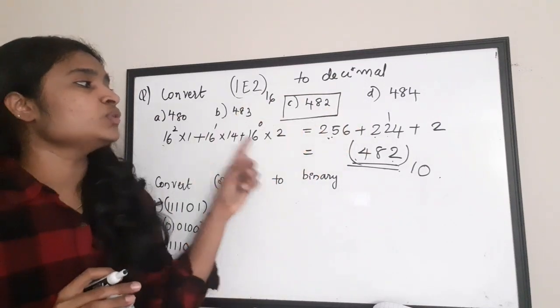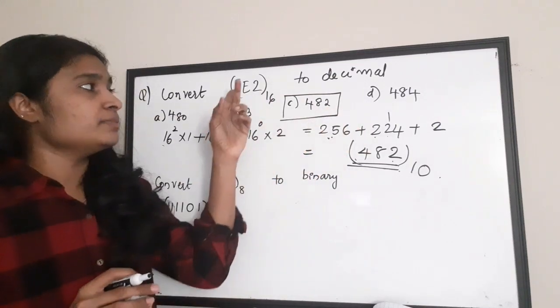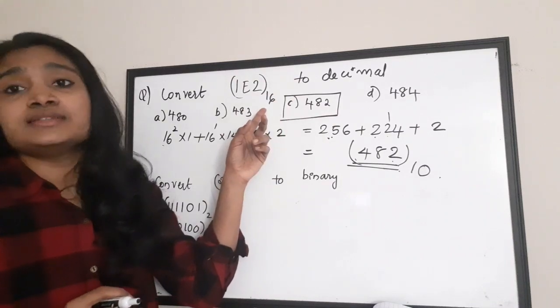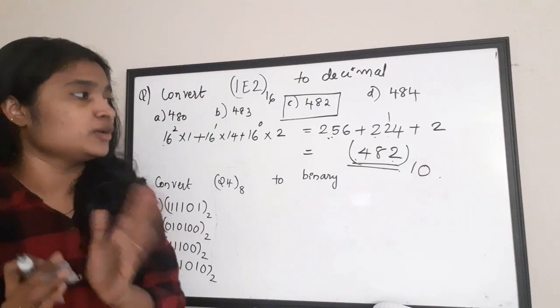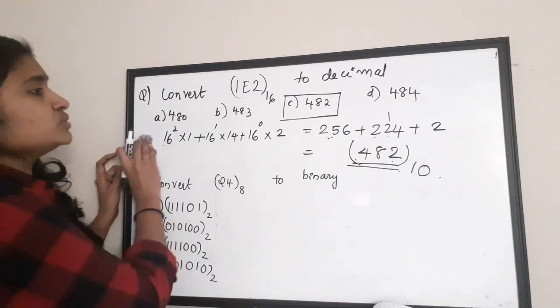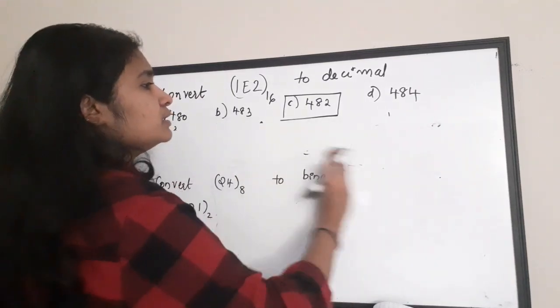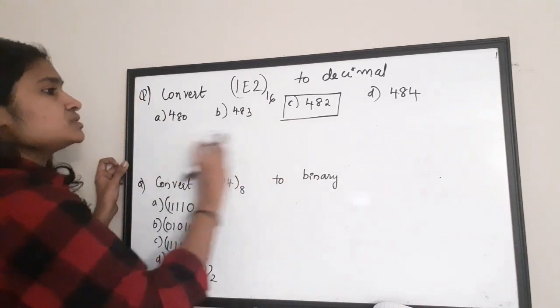And this is how you can convert a number in hexa, that is in 16 base, to 10 base, that is to decimal. Okay, I hope it is clear. Now, let us do the next question. I'll make little space for this.